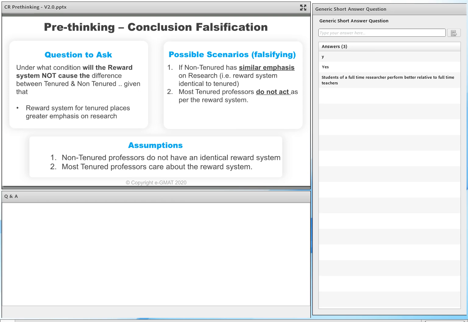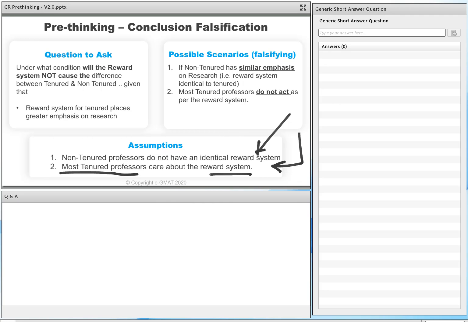So what are my assumptions? Non-tenured faculty do not have an identical reward system, and most tenured faculty should care about the reward system. It should govern their actions. Can you see how, when we ask this question, once we had the conclusion visualized in our brain, the assumptions started jumping out at us? Puneet came up with one more good assumption over here. Some of you said research does not help you become a good teacher. No, that's actually not a correct assumption.